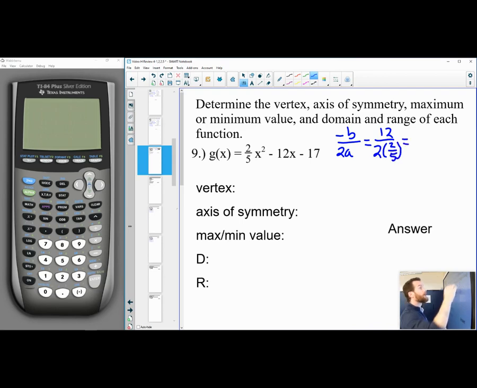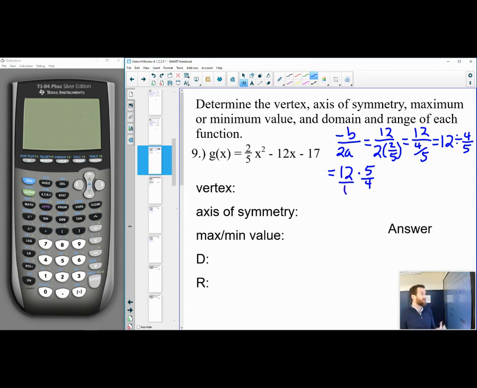And that would be, let's think. So that's going to be 12 over 2 times 2/5, which is 4 over 5. So this would be 12 divided by 4 over 5. Again, you can do this a lot faster on your own probably. I'm just showing all my steps. And then that would be 12 times the reciprocal, so 12 times 5 over 4. Treat that like a 12 over 1.